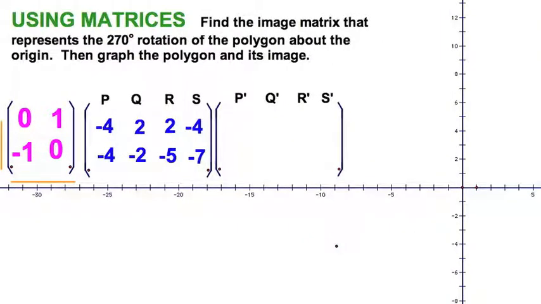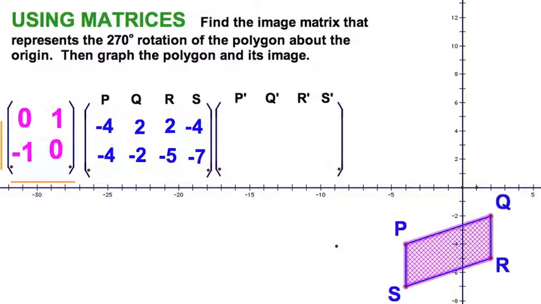Well, I suppose by now we're getting pretty good at this matrix multiplication. This time I'm going to start with a pre-image matrix, and we're going to take the transformation matrix for rotation of 270 degrees counterclockwise about the origin. Well, I suppose we should plot this thing first. Let's plot P. Negative 4, 2, negative 2. There is our pre-image down there. So let's do the math.